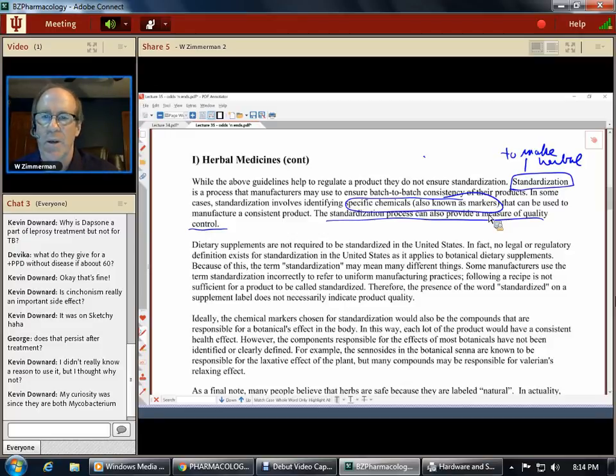The next paragraph there is more of what I was talking about. What is standardization, incorrectly referred to as uniform manufacturing processes. Well, let's say a product is standardized. That's not what I think of it.